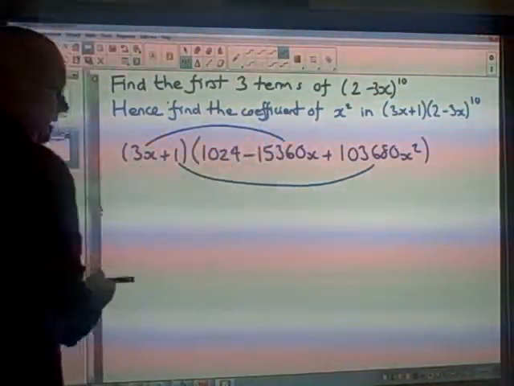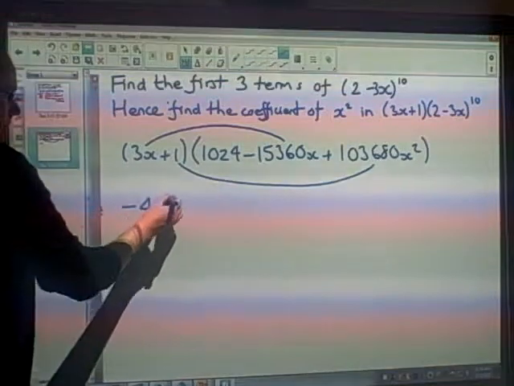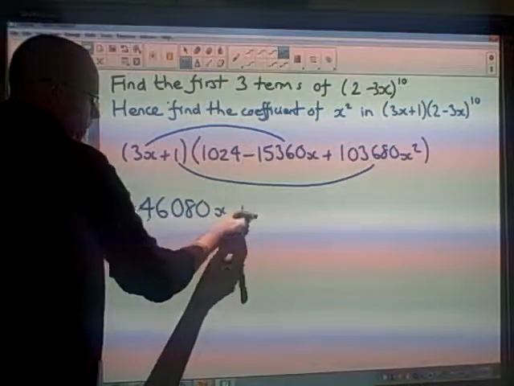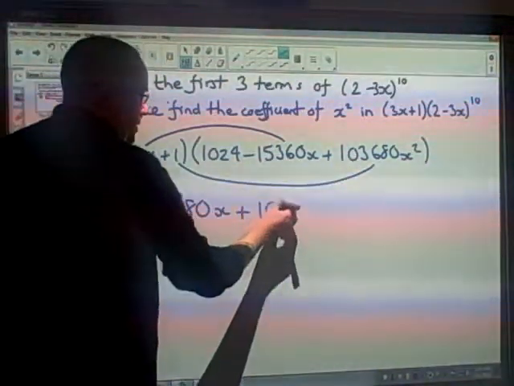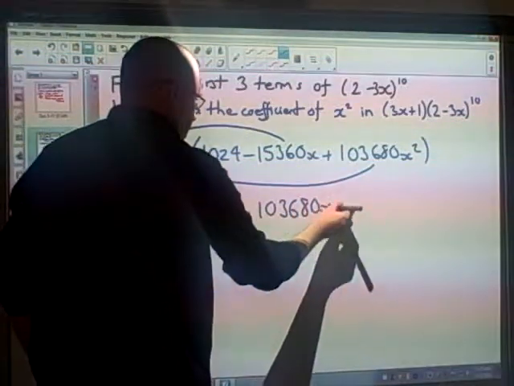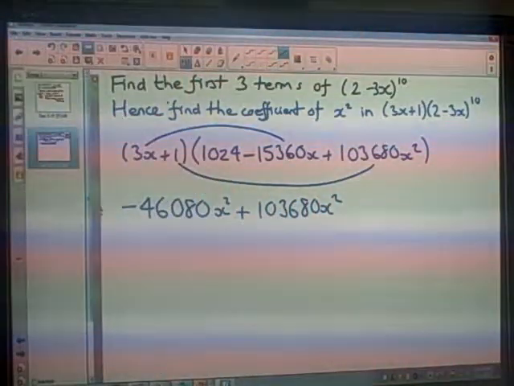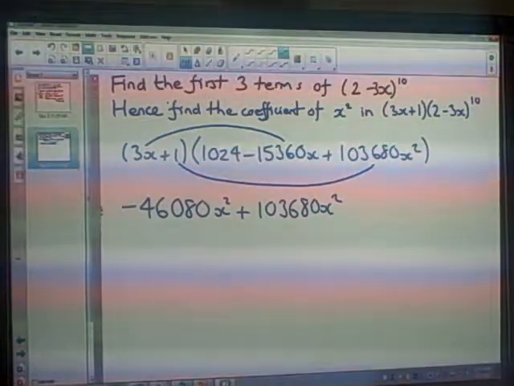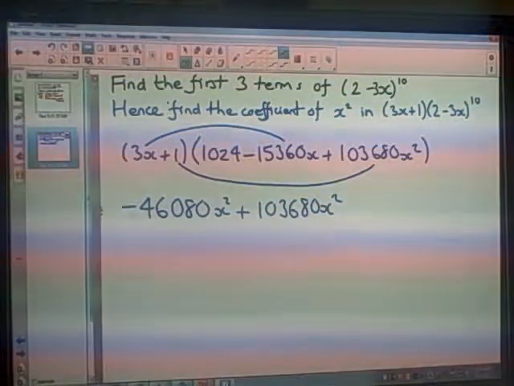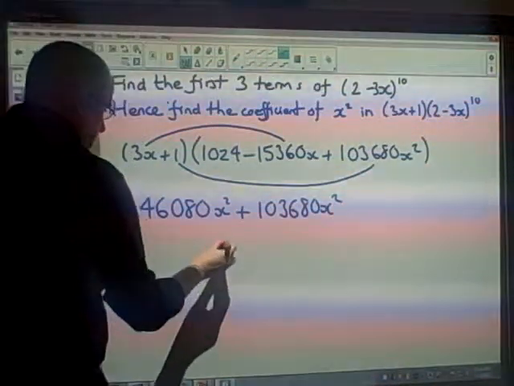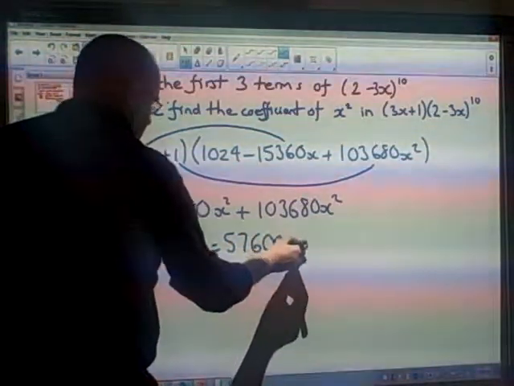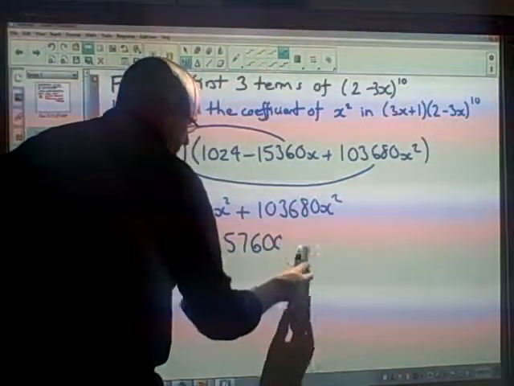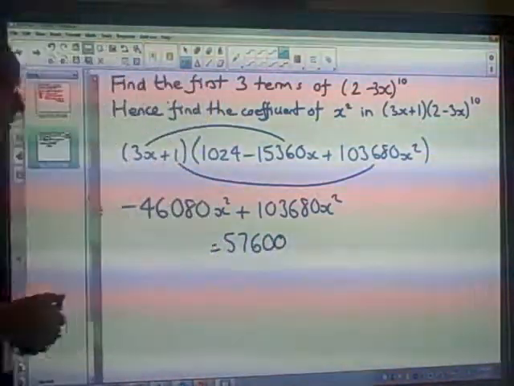So 3 times negative 15,360 is negative 46,080x squared. 1 times 103,680 is obviously going to be 103,680 x squared. And then if I combine those two, then that'll actually tell me how many x squared I have. So that equals 57,600 x squared. And as it just says, find the coefficient. Let's get rid of the x squared term. And that's going to be your answer.